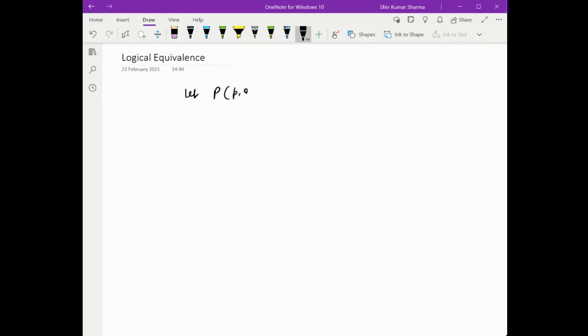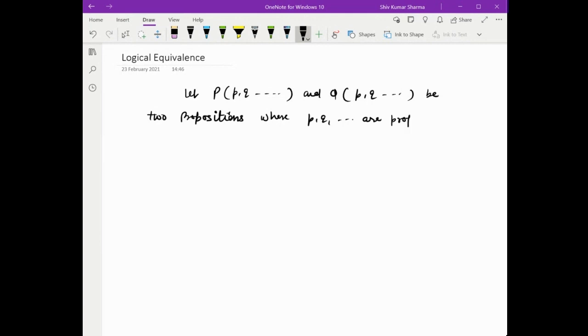Let P, Q, R, S, T be statements. Maybe more than 2 statements are given, and Q also having P, Q, R, S, T and so on. Let capital P and capital Q be 2 propositions, where small p, small q, and so on are proposition variables.